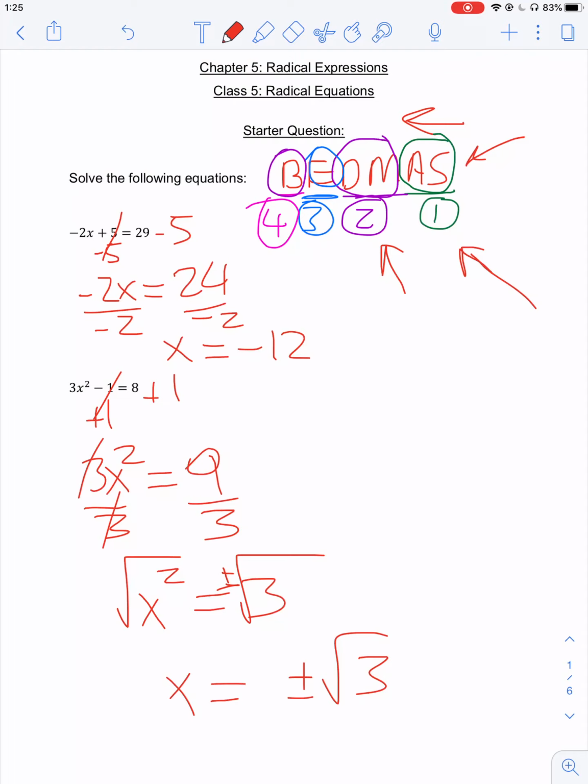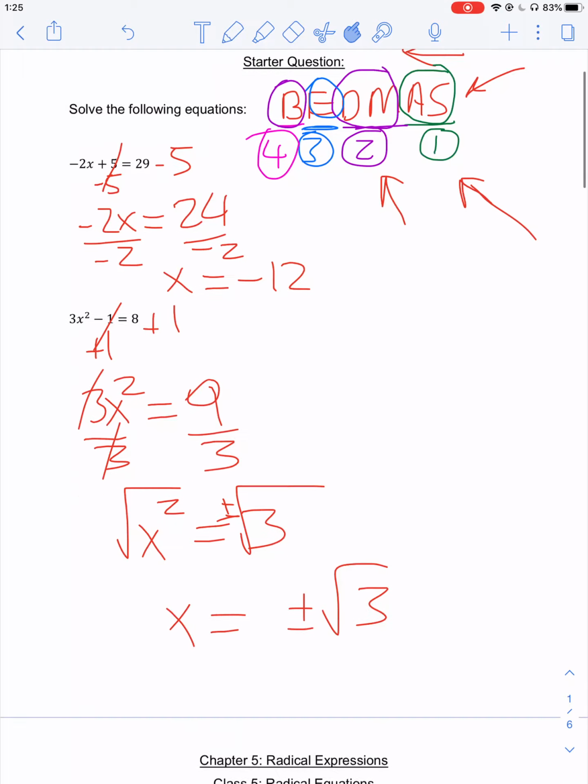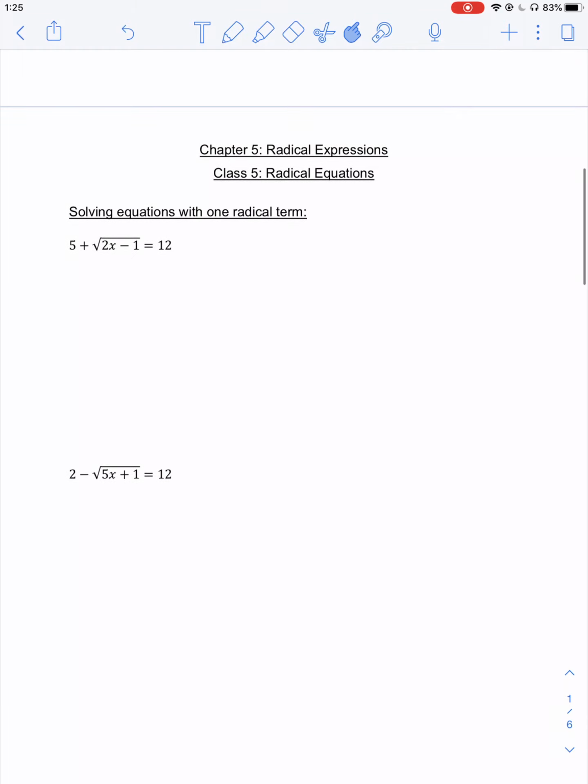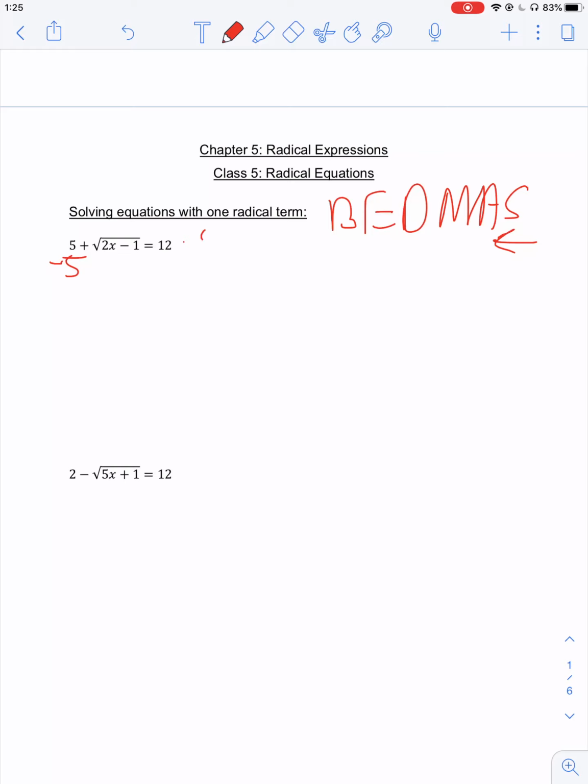So now we're going to extend this logic to radicals, okay? So how do you solve radical equations? Exactly in the same fashion, okay? So we will have to rely on BEDMAS, but in reverse direction. Okay, so is there an addition and a multiplication that I can get rid of? Yes, there's this 5 over here, right? So this is plus 5. I can do minus 5, minus 5.